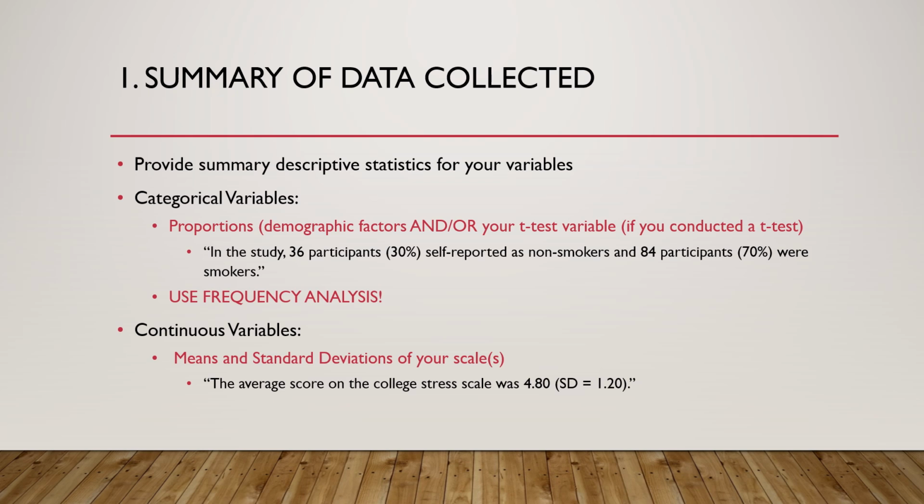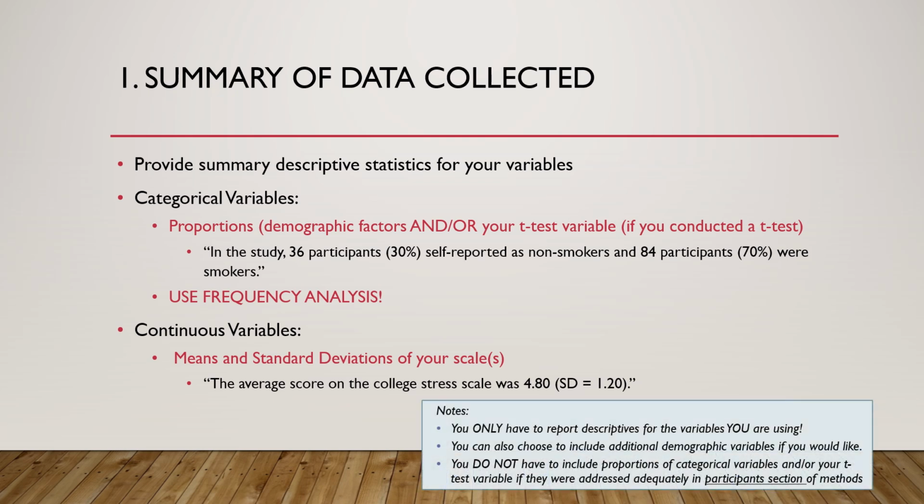For continuous variables, you need to include the means and standard deviations of the scale. Again, this might be very similar to stuff that you included in your methods section, but you can consider incorporating that into your results section as well, and I highly encourage it. So you might have a sentence, the average score on the college stress scale was 4.8 with a standard deviation of 1.2. Now that's made up data, don't cite that in your own article, I just typed in some numbers. So you'll have to actually look up what the average college stress scale scores were for yourself.